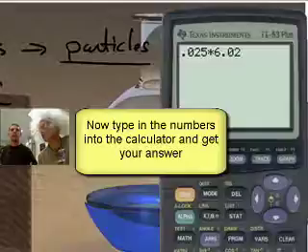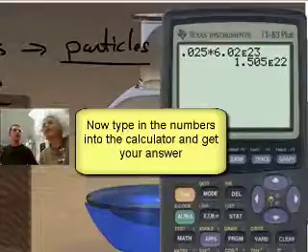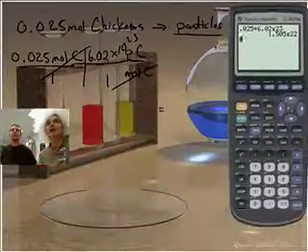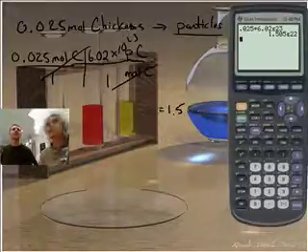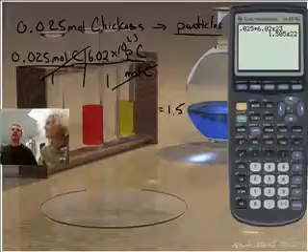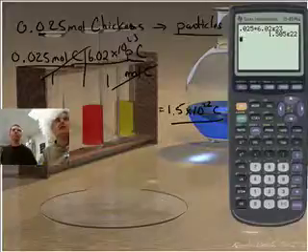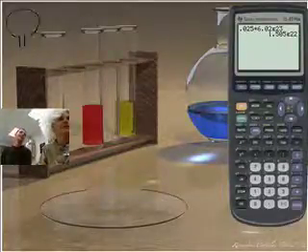0.025 times 6.02. And do I push times 10? Second E. Never second times E, 10 to the 23. That's pretty amazing. 1.5. How many sig figs can I keep? Looks like 2 sig figs. Wait, well, I think there's 3. No, leading zeros are not significant. All right, yep. 1.5 times 10 to the 22nd chickens. That's pretty easy. That's a lot of chickens.